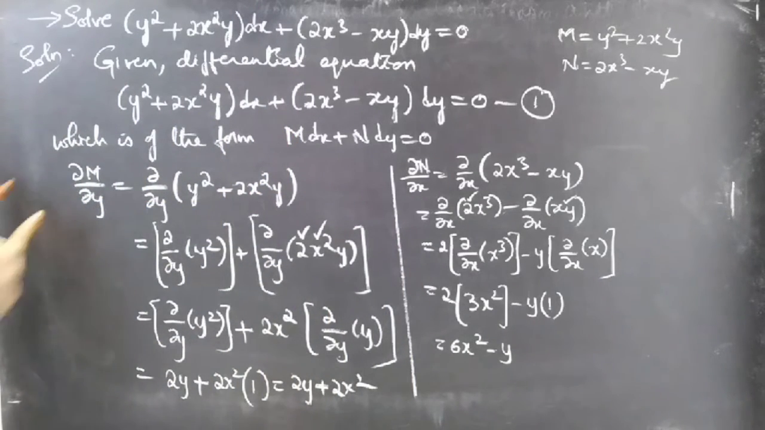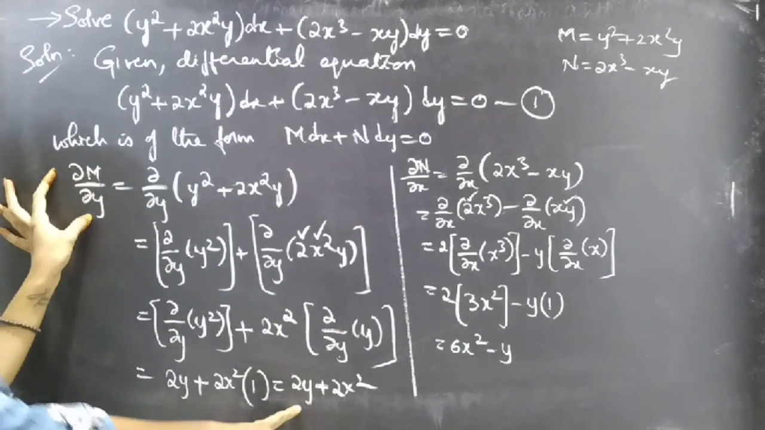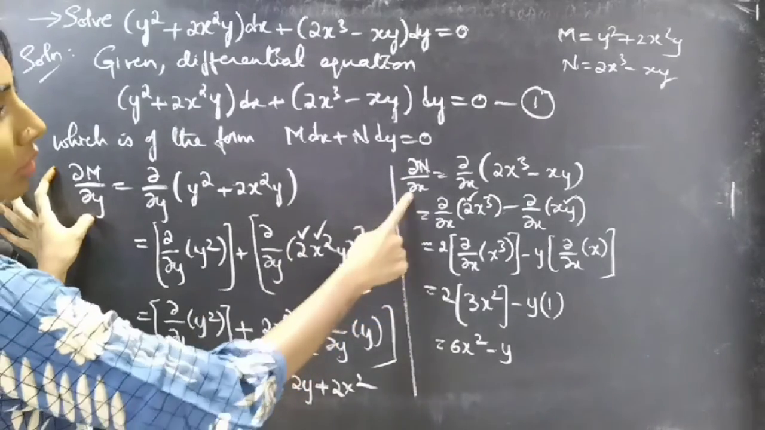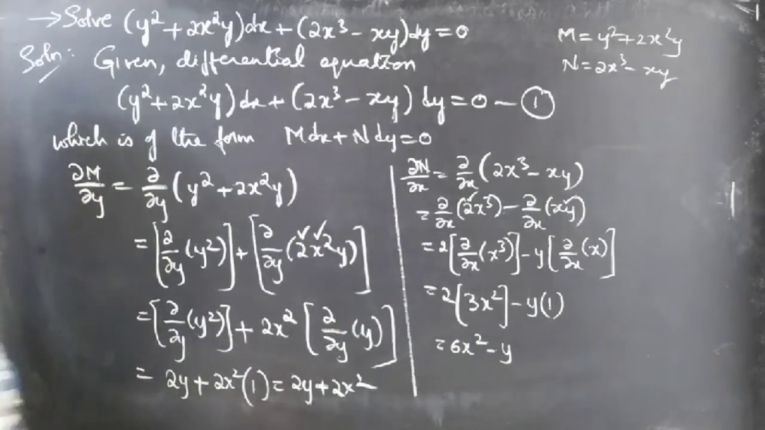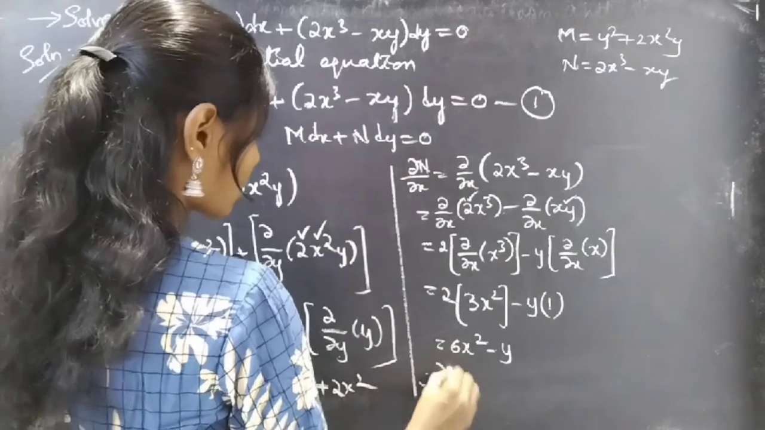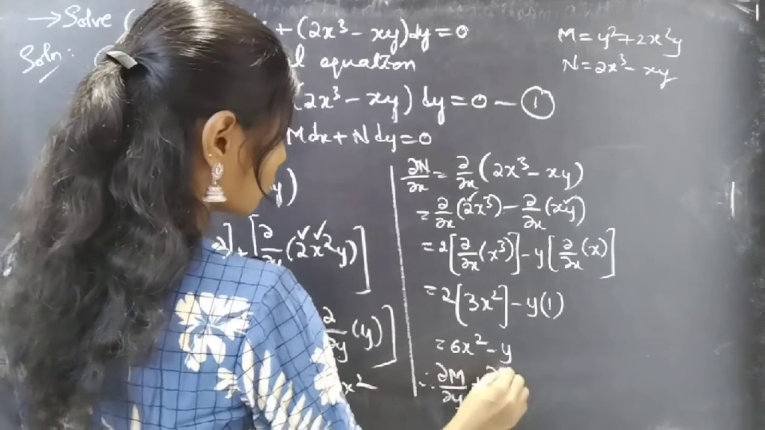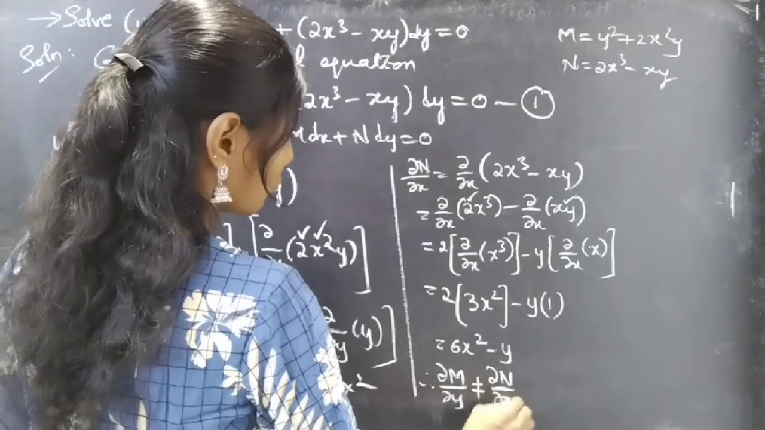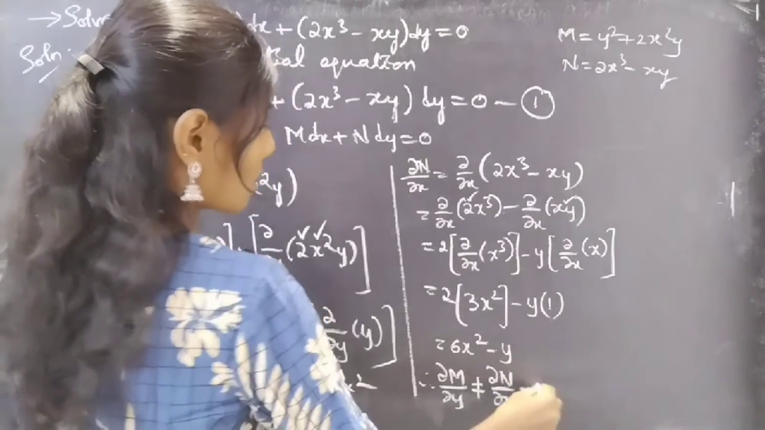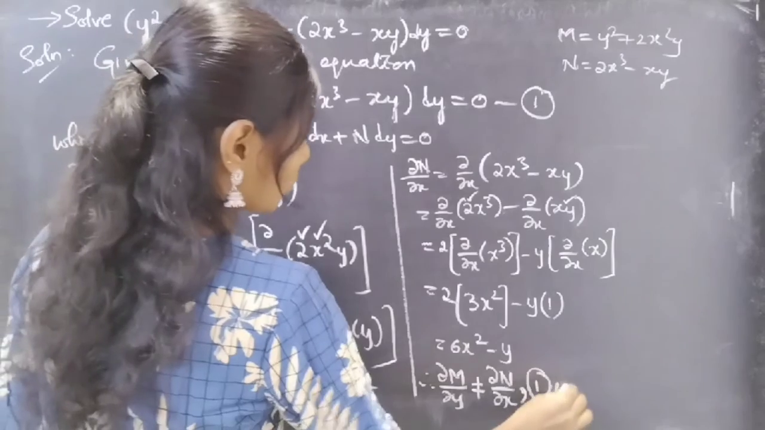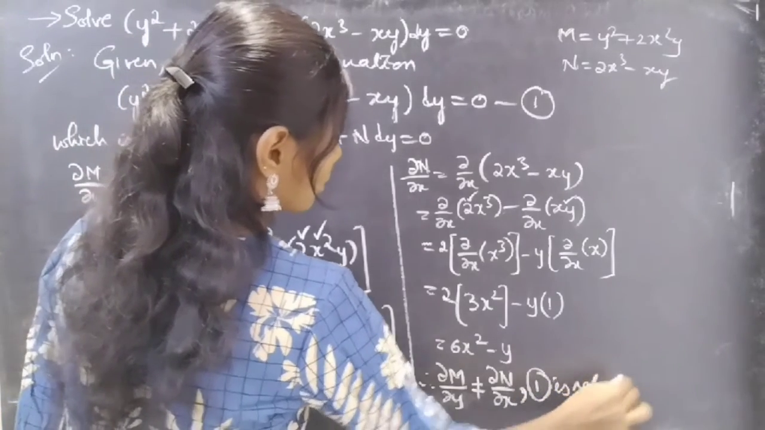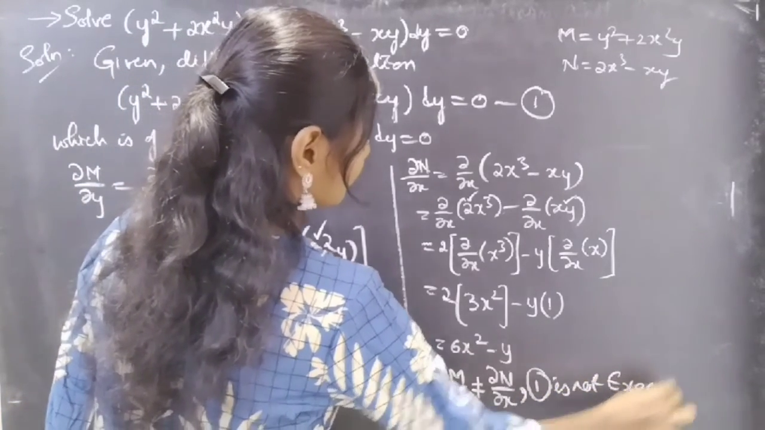It is clear that the partial derivative of M with respect to y is not equal to the partial derivative of N with respect to x. Therefore, equation 1 is not exact.